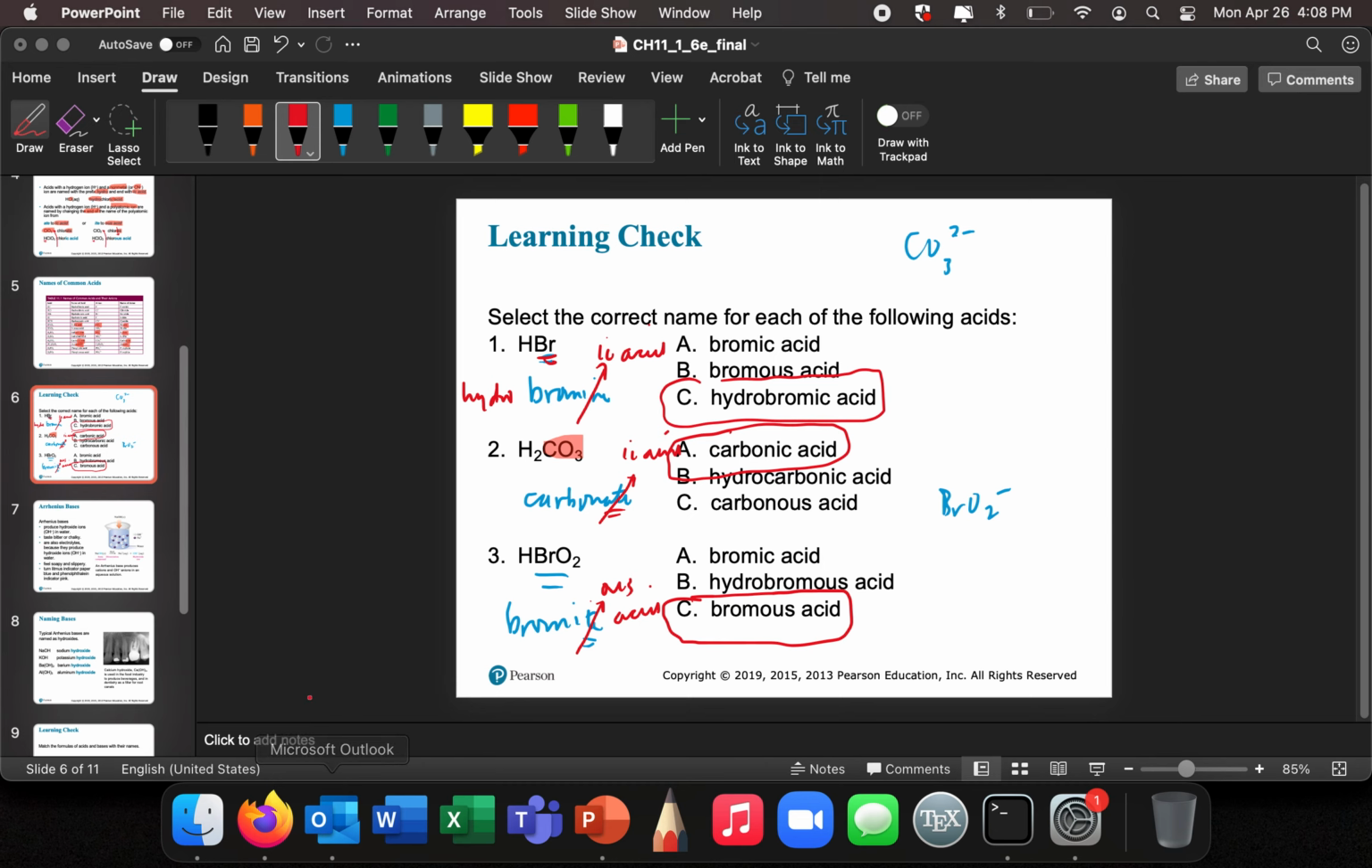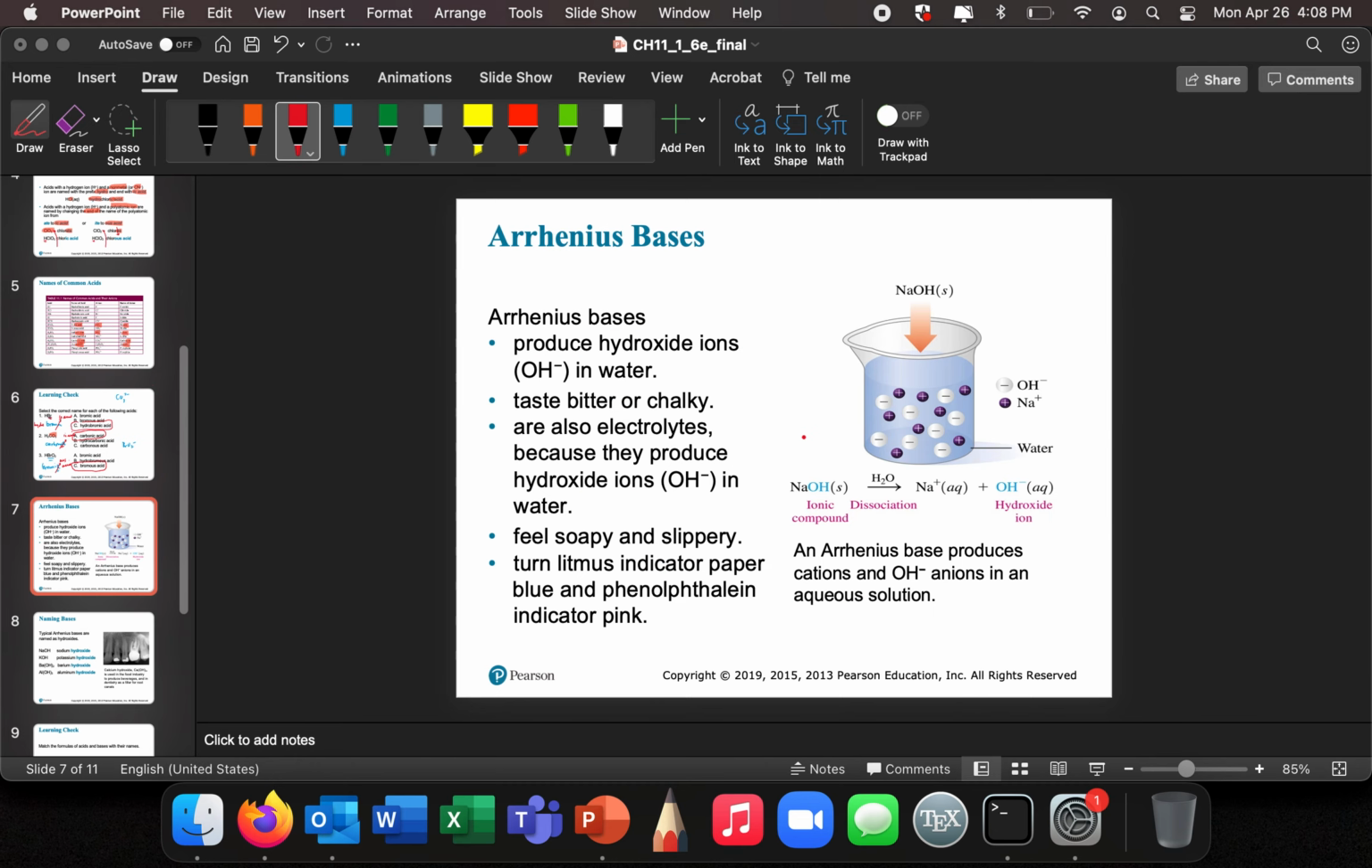All right. Now, Arrhenius bases are like the opposite, right? Arrhenius bases produce hydroxide ions in solution, and their tastes are bitter or chalky. They're also electrolytes because they produce ions in water, and they feel soapy or slippery, and they turn litmus indicator paper blue instead of pink like acids.